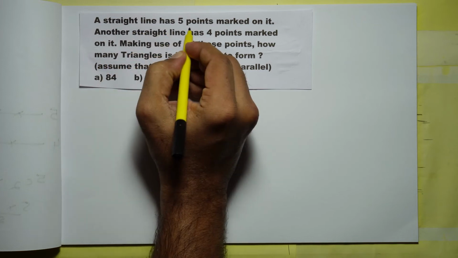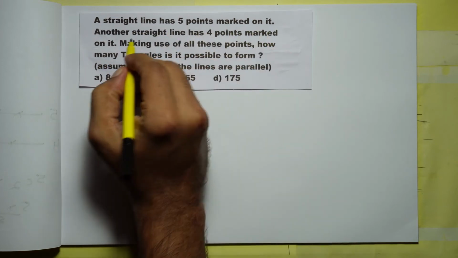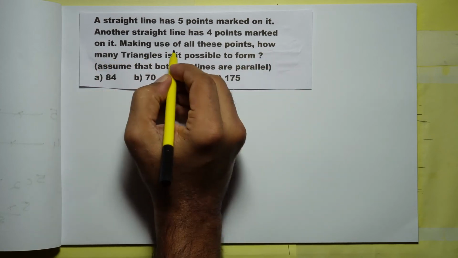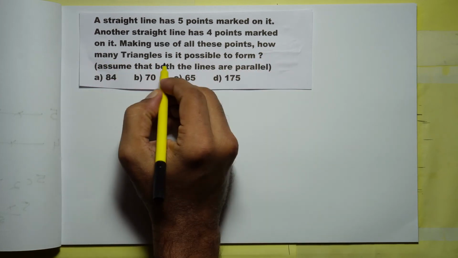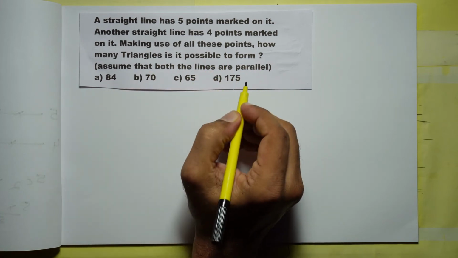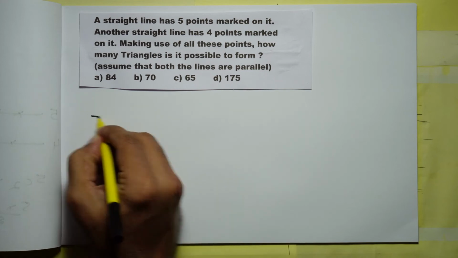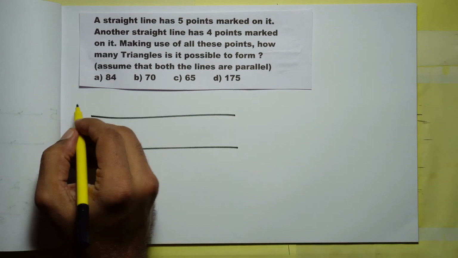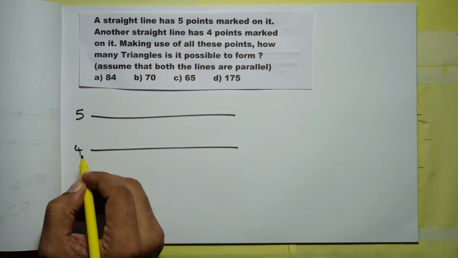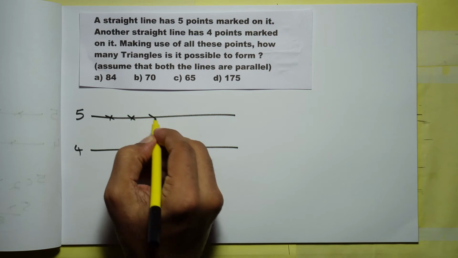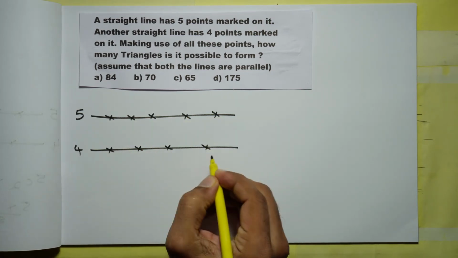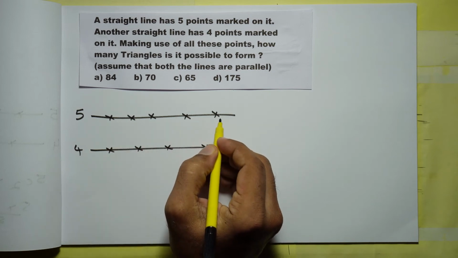A straight line has 5 points marked on it. Another straight line has 4 points marked on it. Making use of all these points, how many triangles is it possible to form? Assume that both the lines are parallel. So you have 2 parallel lines. In one you have 5 points, and in the other you have only 4 points. Totally how many triangles are possible?